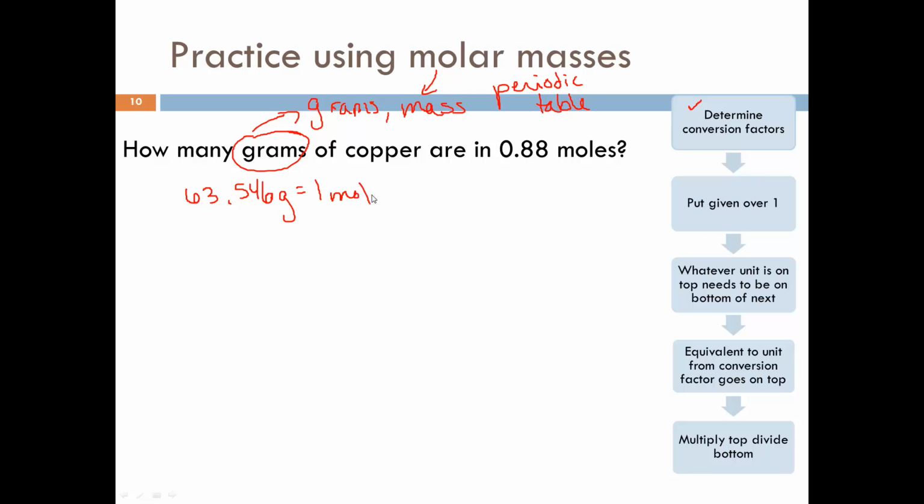Because that's by definition how many atoms: 6.022 times 10 to the 23rd atoms is 1 mole. So 0.88 moles. We have moles on the top. Let's put moles on the bottom then. Notice we're doing the exact same steps. Put it over 1. The units on top need to be on the bottom. The number 1 goes with moles. Its equivalent goes on top, so that's 63.546.